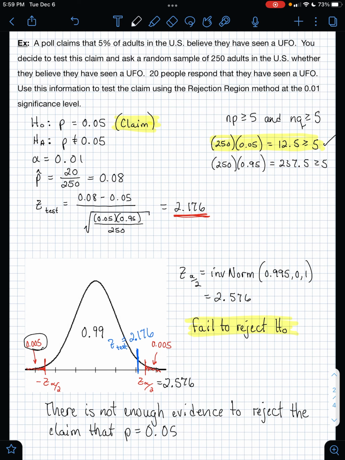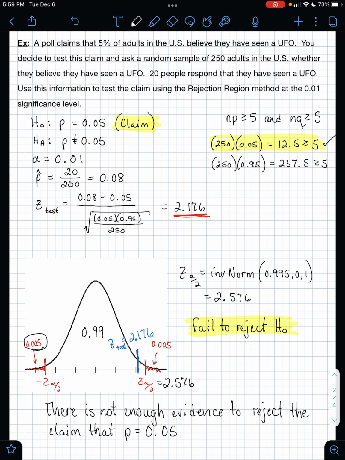So yes, in our sample, we did get a proportion that was definitely not 0.05, it was 0.08. That being said, even though 0.08 was relatively large compared to our claimed value of 0.05, it was not so much larger as to suggest that the claim was wrong.